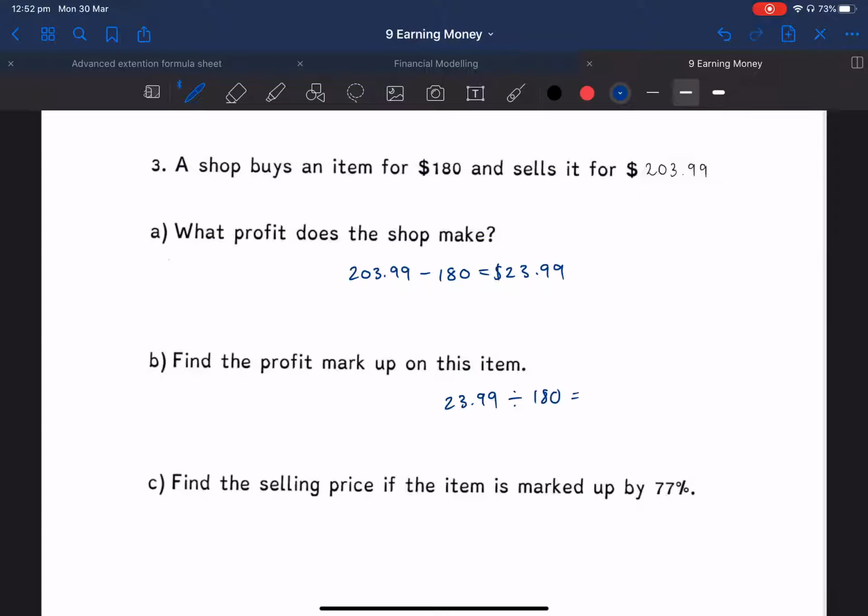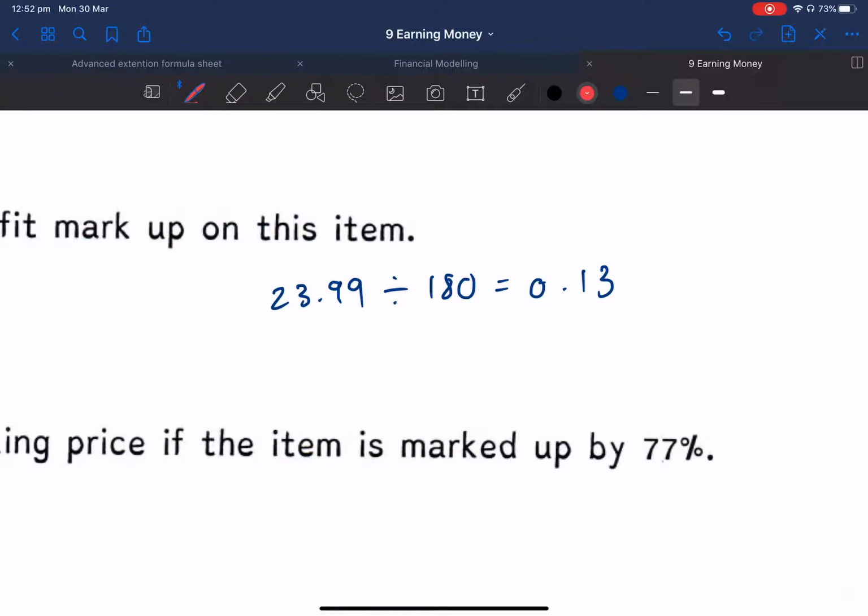Cool. So if you grab your calculator and you pop that in, you get 23.99 divided by 180, and we're going to get 0.13. Now remember, we always want this as a percentage, okay? And that means times by 100.